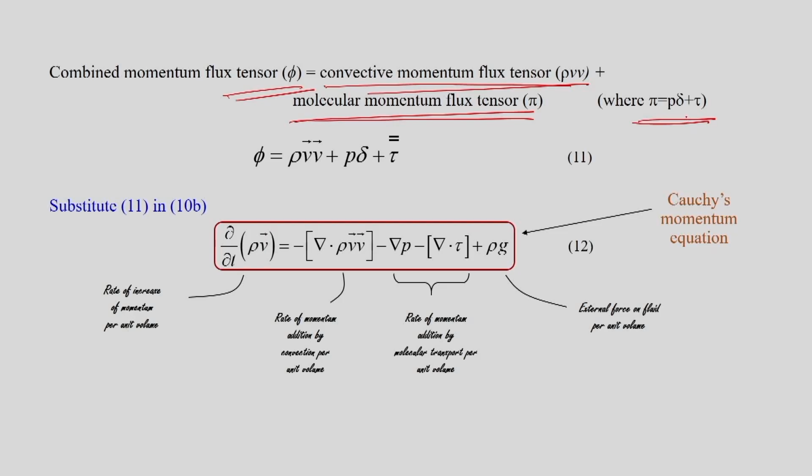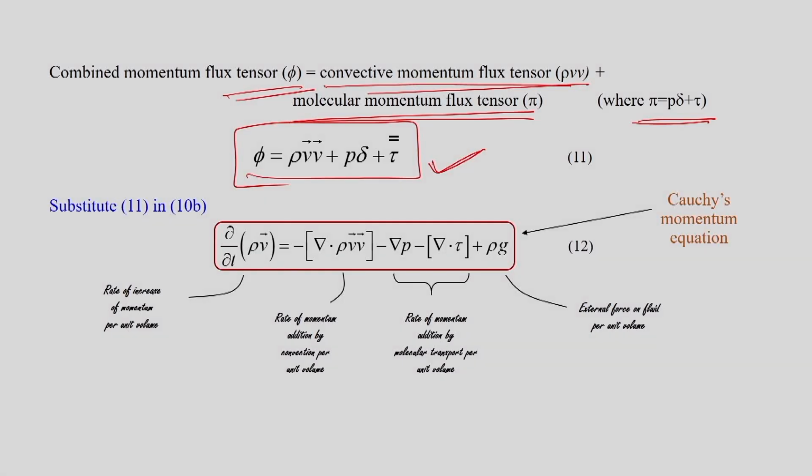So, this Kronecker delta is equal to 1 if i is equal to j, and it is 0 if i is not equal to j. So, when you substitute this here in this term, you get pi is nothing but rho v v plus p delta plus tau. Now, you substitute this in equation 10b: in place of pi you write this expression, rho v v plus p delta plus tau.